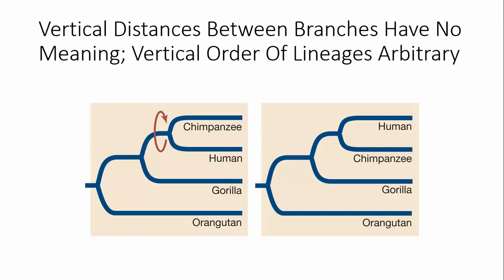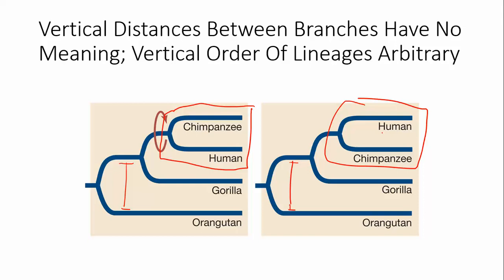The vertical distances between these branches usually don't play a role unless you're told otherwise. And then the vertical order when you get to these end branches really doesn't matter. So for example, I could have chimpanzee here and human here, wouldn't matter. I could have human here and chimpanzee here, wouldn't matter, because either way, we're seeing the same information on this chart, that humans and chimpanzees diverged from a common ancestor.